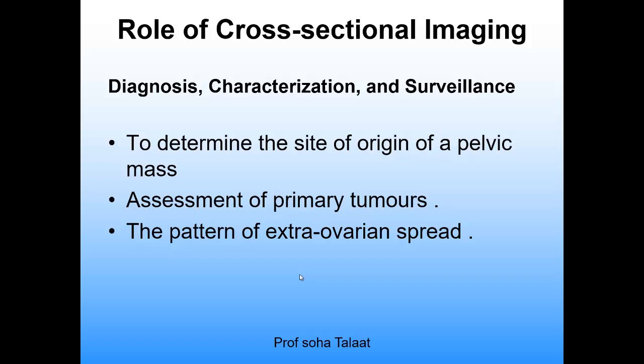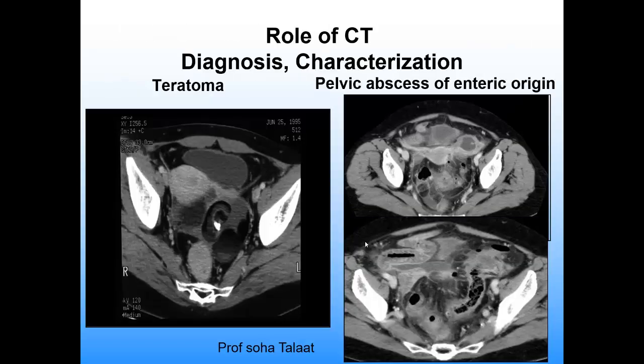What is the role of cross-sectional imaging? Cross-sectional imaging can be used for diagnosis, characterization, and surveillance for management of the cases, to determine the site of origin of a pelvic mass, assessment of primary tumors, and the pattern of extra-ovarian spread. So these are the most important points that we have to do in MRI.